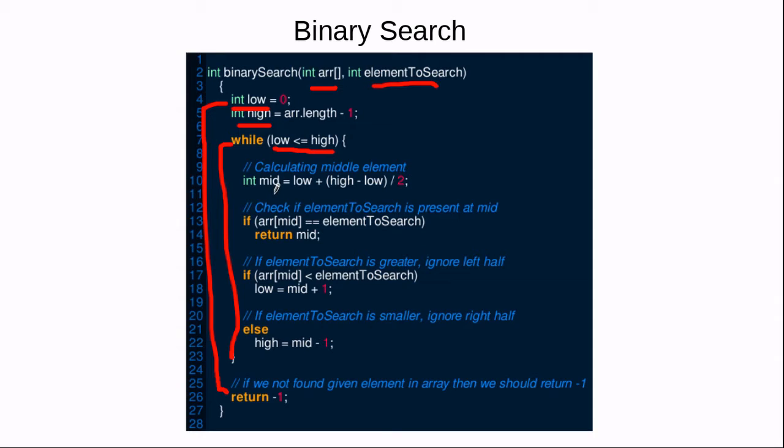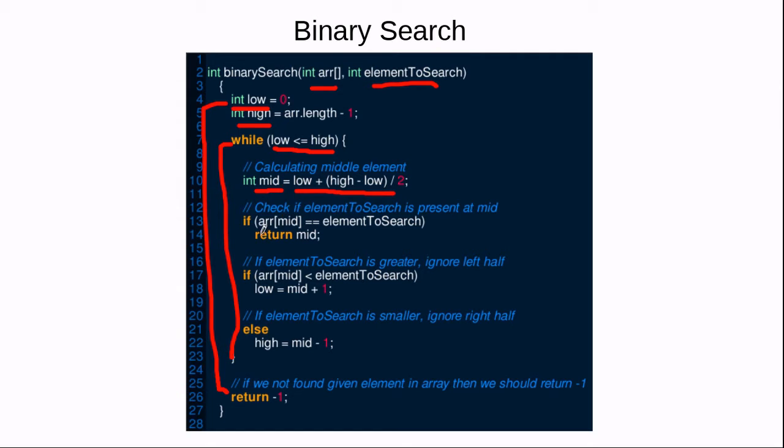Now in every iteration we first calculate the middle element, and this is the way we calculate the middle element. The logic that we are using to calculate the middle element is the best way, as it is safer to prevent underflow and overflow. Once we calculate the mid position, we have three conditions to check.